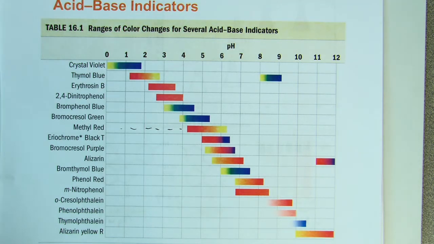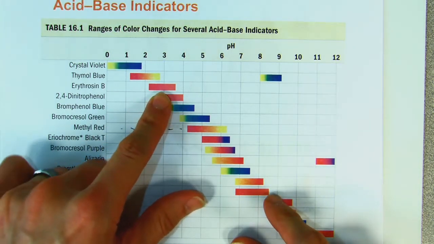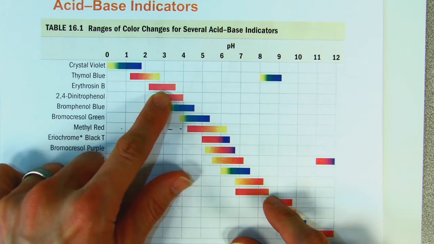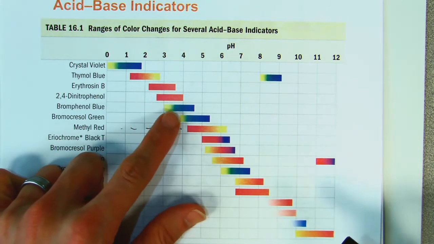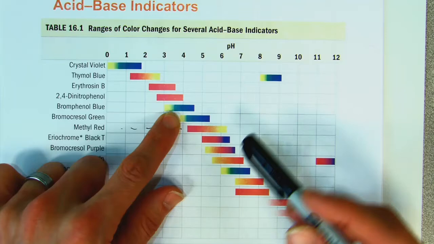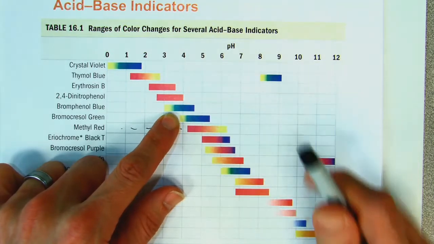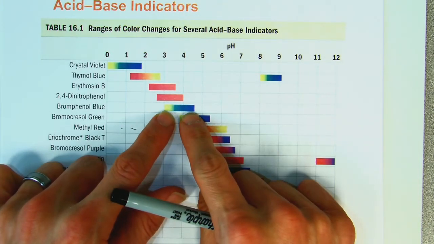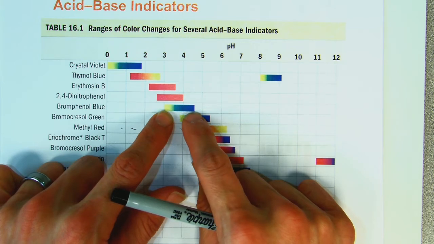The second thing that I would like you to be able to do in interpreting a table like this is to be able to predict what color these indicators would be if you hold them at a certain pH. So in other words, let's consider this third one, erythrosin B. Well, that's probably a bad choice. Let's go to bromophenol blue. Its color change is from yellow to blue between 3 and 4.5 pH.